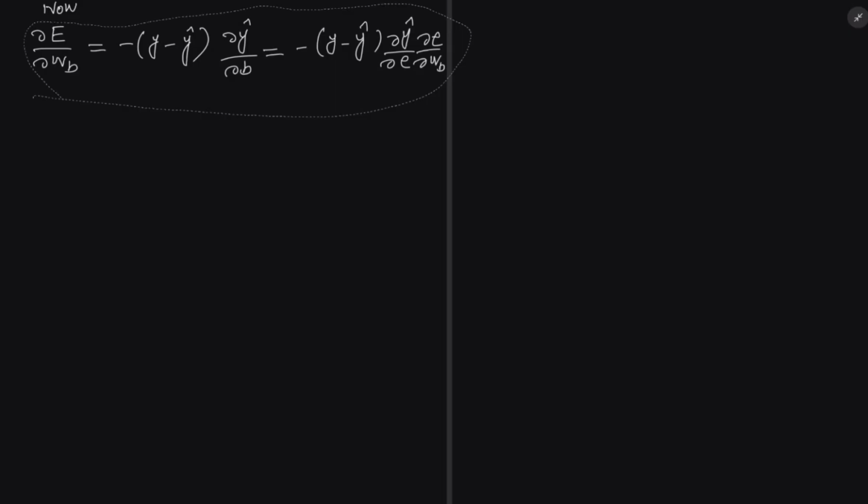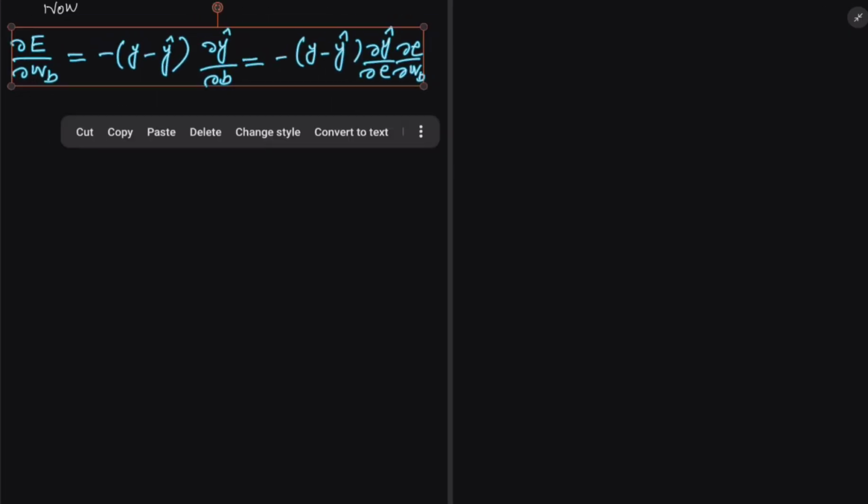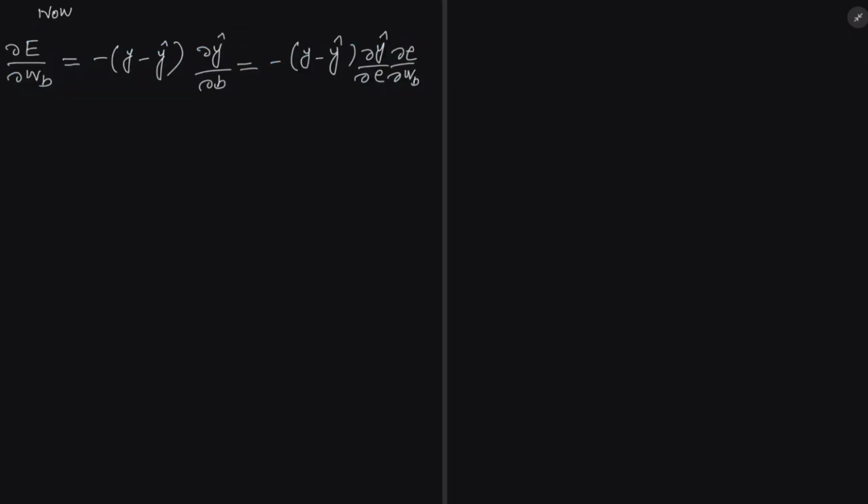So this becomes minus y hat, partial y hat by partial b, that will be equal to minus y hat, partial y hat by partial e, partial e by partial wb. That is what we required for the derivative of e with respect to wb.